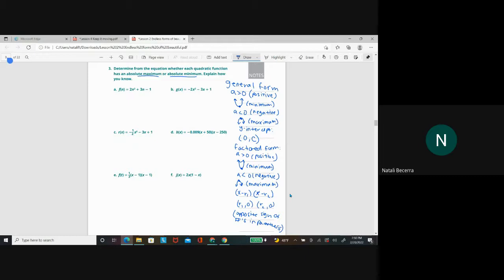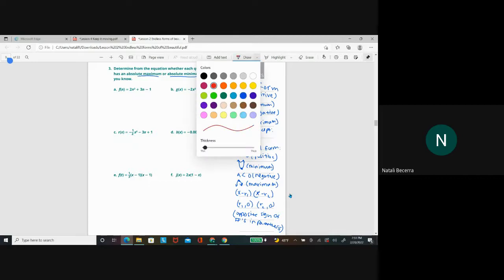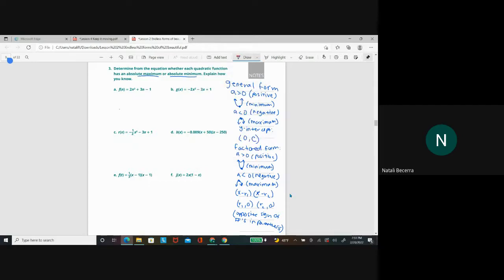Okay, so let's go ahead and work out some examples and see what all of this means with numbers. Starting with A, first of all, you need to recognize, is this general or factored form? This is ax squared plus bx plus c, right? So this is general form. So that means that I'm going to look at this stuff.